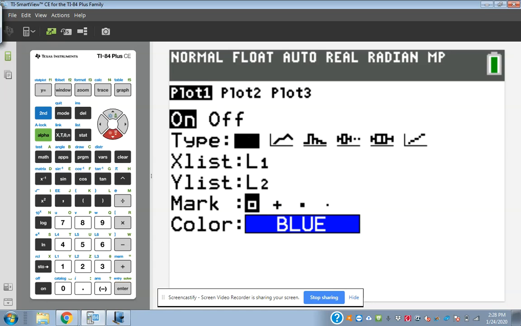Make sure it says XList is L1. Does anybody's not say L1? Okay. Make sure your Y list says L2. Does anybody's not say L2?